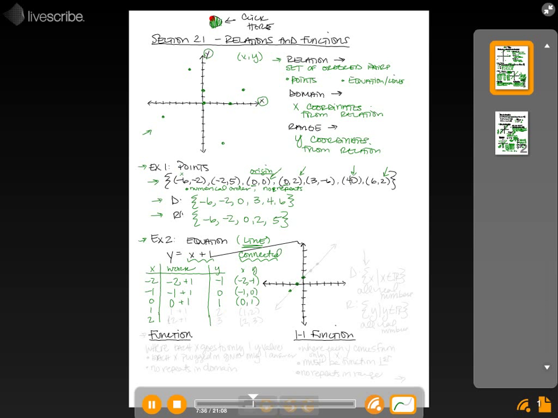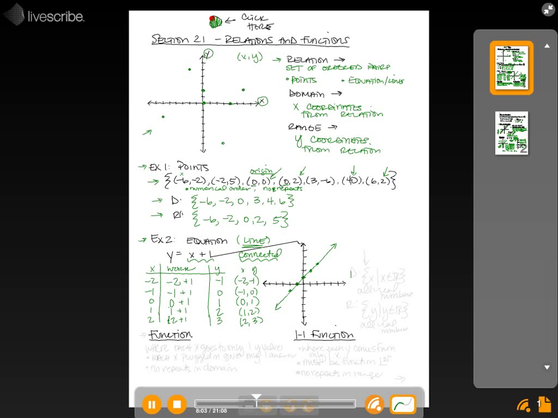My next point, 1 plus 1 is 2. And then 2 plus 1 is 3. So (2, 3). And we put them on the graph, and then since it's an equation, I connect my points. And there would be the graph for this relation.